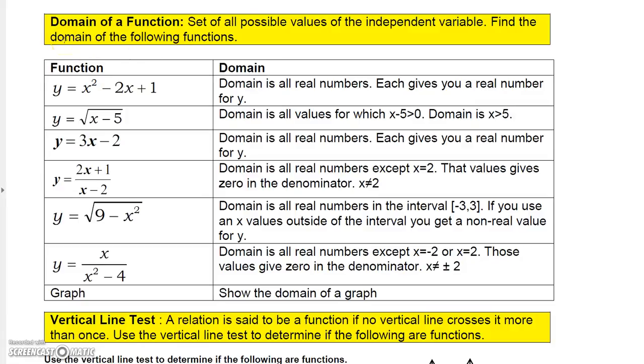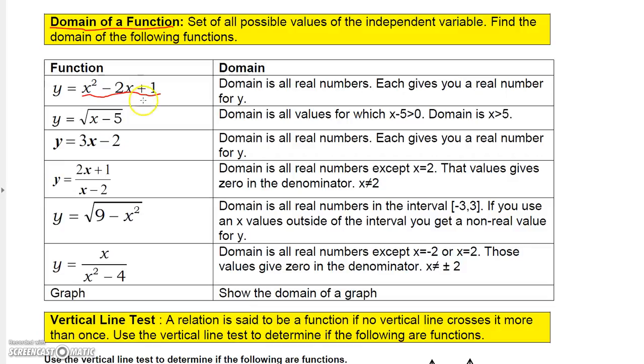Okay, so we're going to continue in section 2.1 and we're going to talk about the domain of a function. Basically, the domain of a function is the set of all possible values that the independent variable can be. So when you look at the domain of a function here, the independent variable is x. On all of these, the independent variable is x.